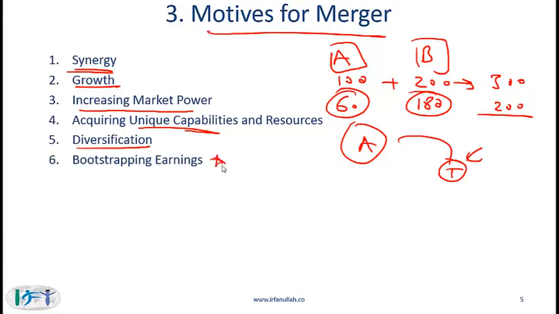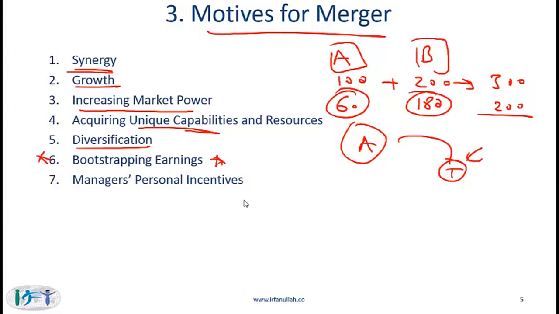Bootstrapping earnings: this is important, and this is actually explicitly mentioned in the learning objectives. Sometimes companies with high price earnings multiples acquire companies with lower price earnings multiples, and that creates an illusion of growth. It can be shown that the EPS goes up, and on the next slide I'm going to actually work through an example so you understand this well.